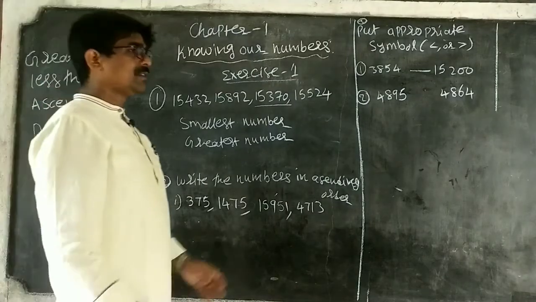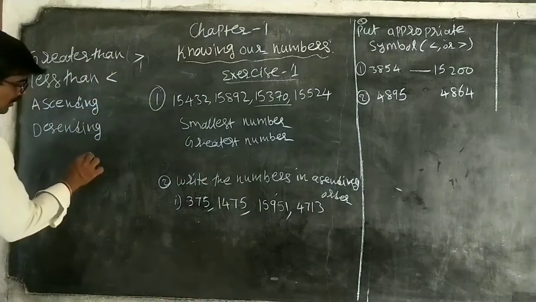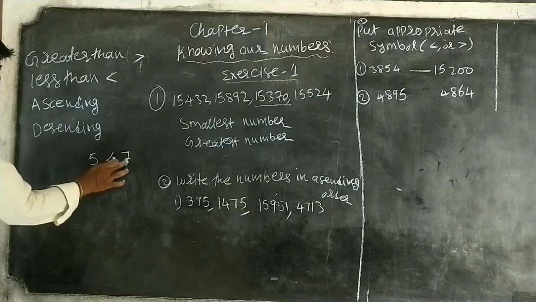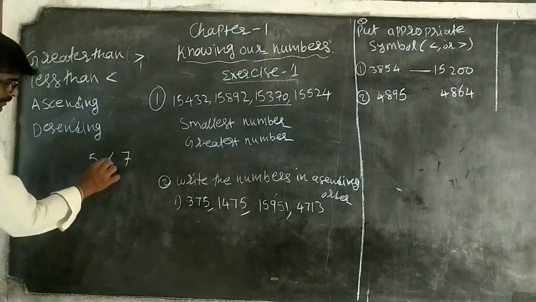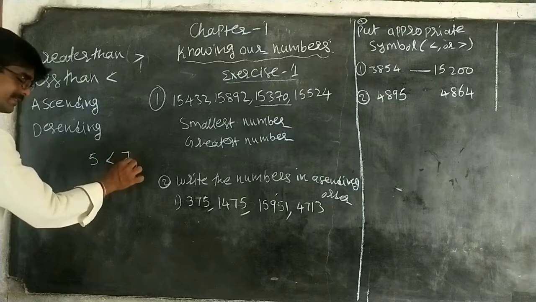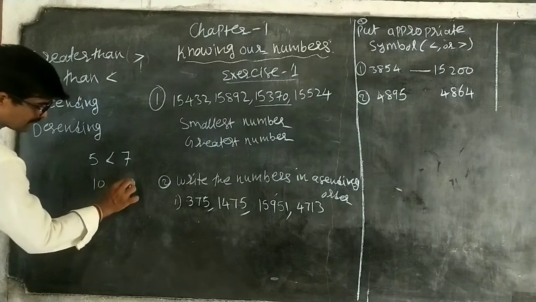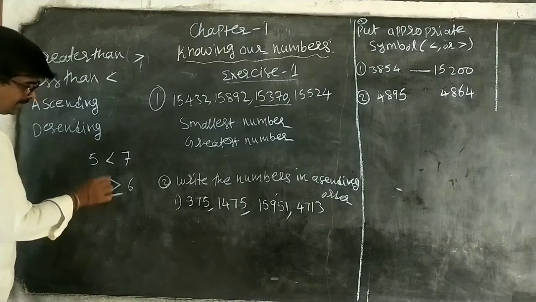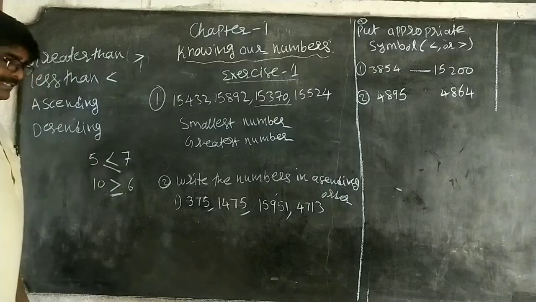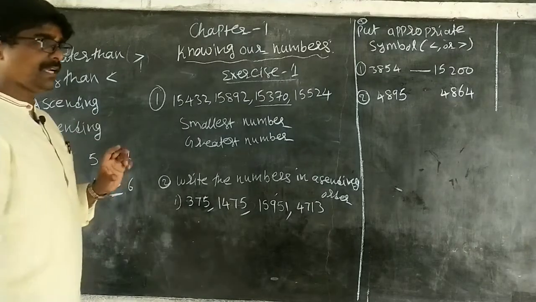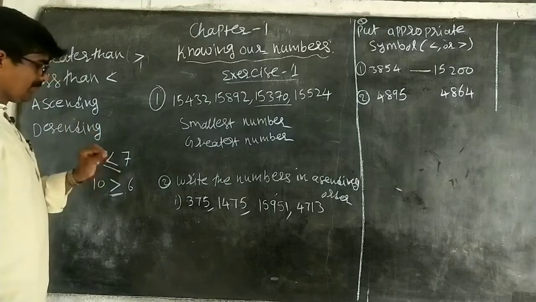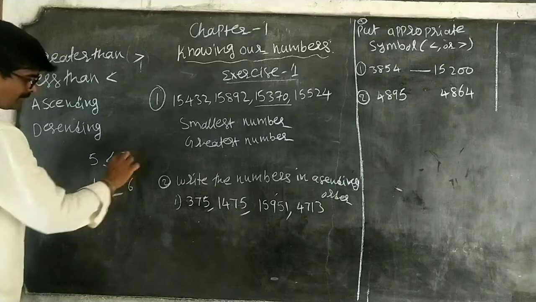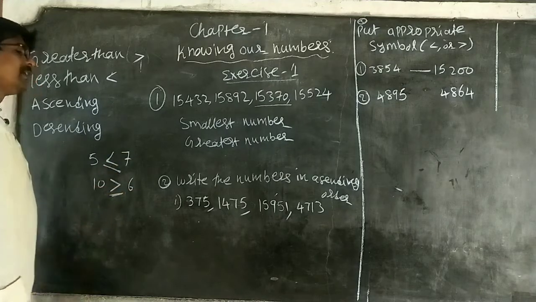Greater than means you have to take two numbers, for example 5 and 7. 7 is bigger, so 5 is less than 7. Take 10 and 6: 10 is greater than 6. This is the symbol of greater than. This is the symbol of less than. Simply understand which side has the big number. That side is open. This is the less than symbol. This is the greater than.